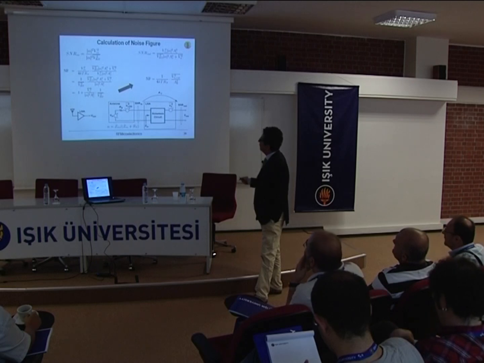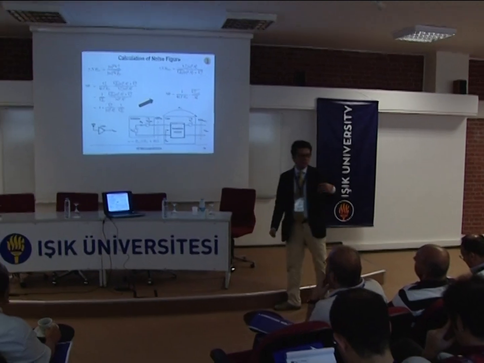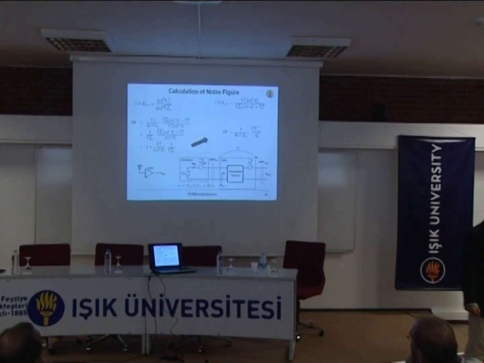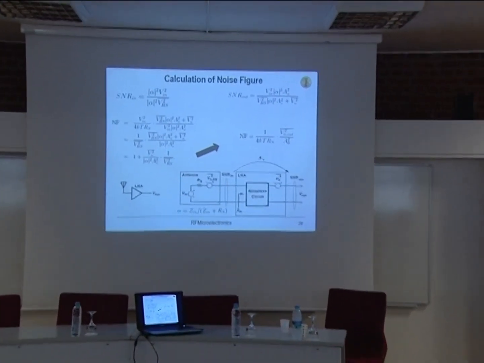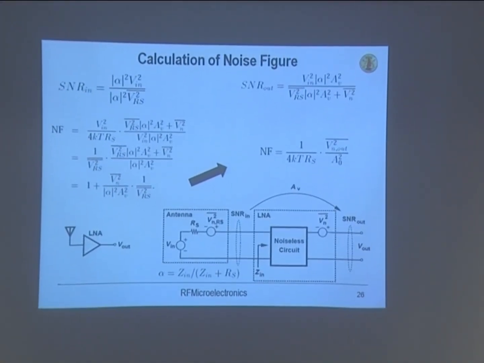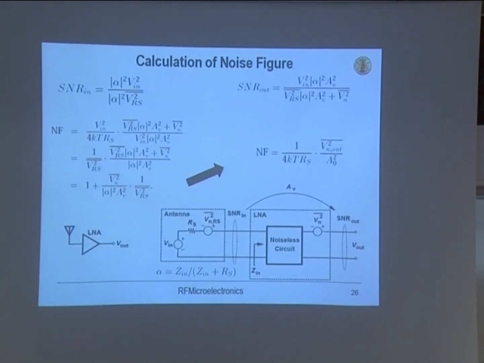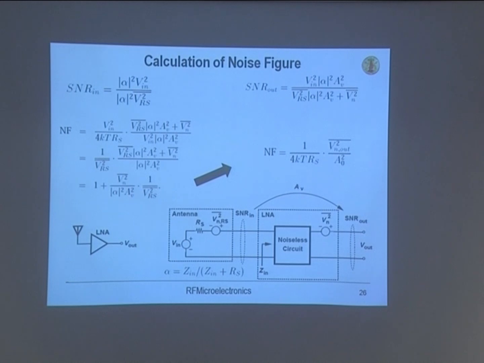So Vin squared over V squared RS. At the output, the signal will be Vin squared times alpha squared. We are talking about RMS values. We are dealing with powers in some way, because we're then adding up random signals. So we always talk about RMS signals. So everything is squared. Transfer functions are squared, gain is squared.